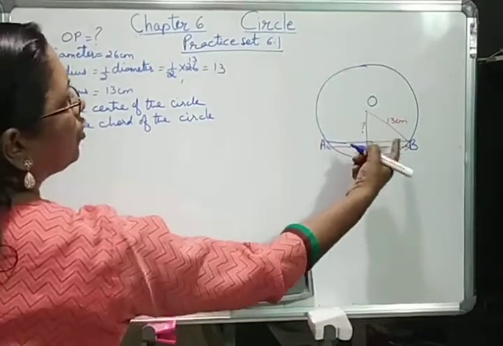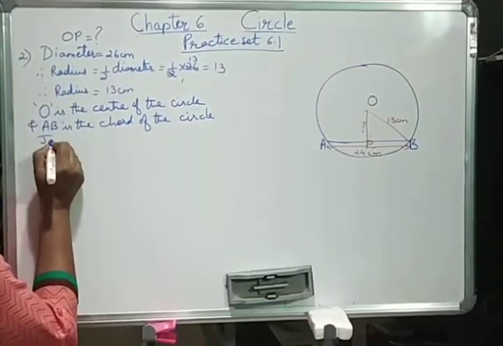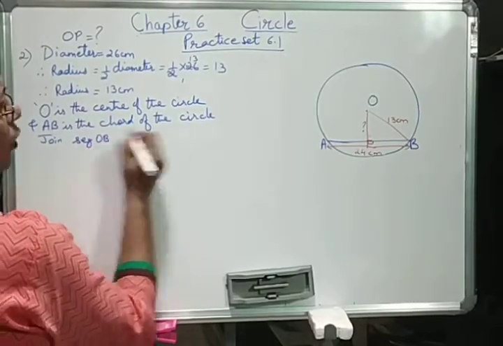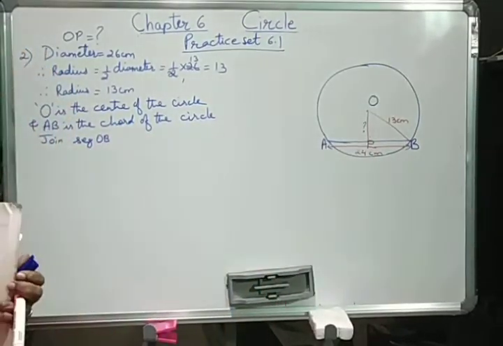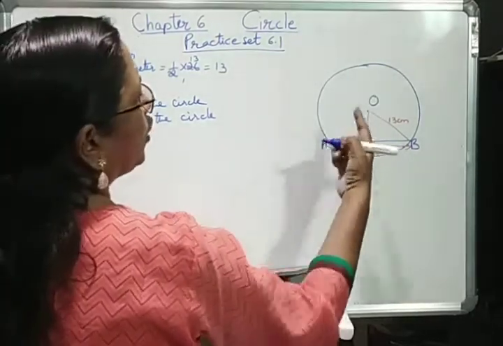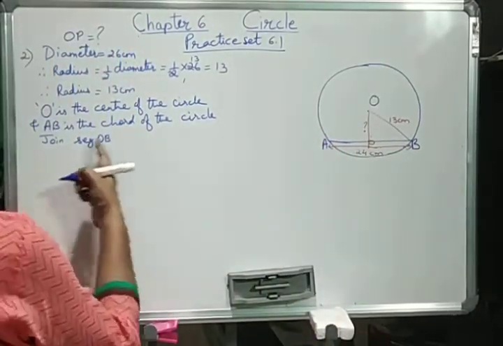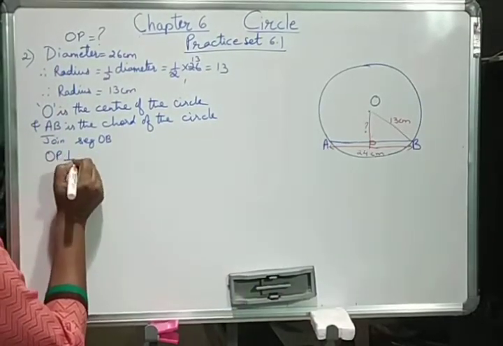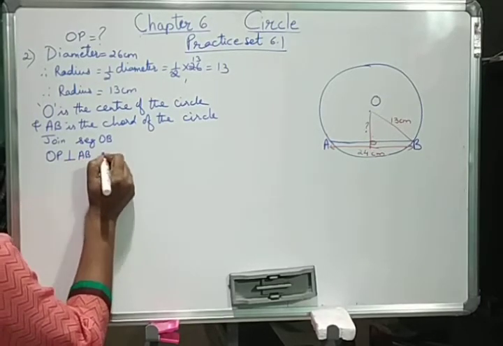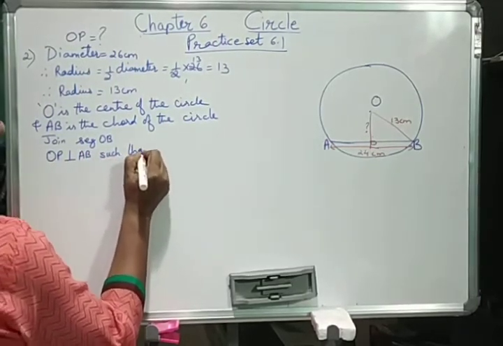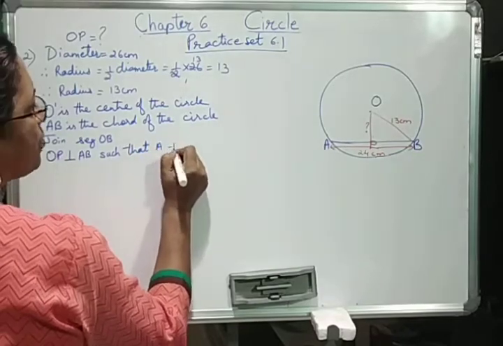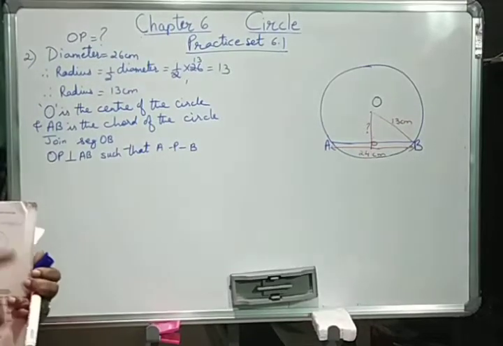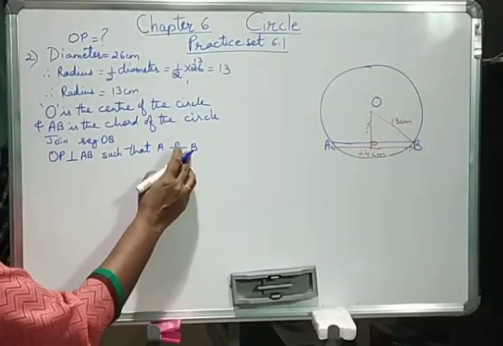Next over here you will say join segment OB, because we need one triangle so that we can find out the value of OP. So join segment OB. Now you write down OP is perpendicular to AB such that A-P-B. That means P is between A and B.